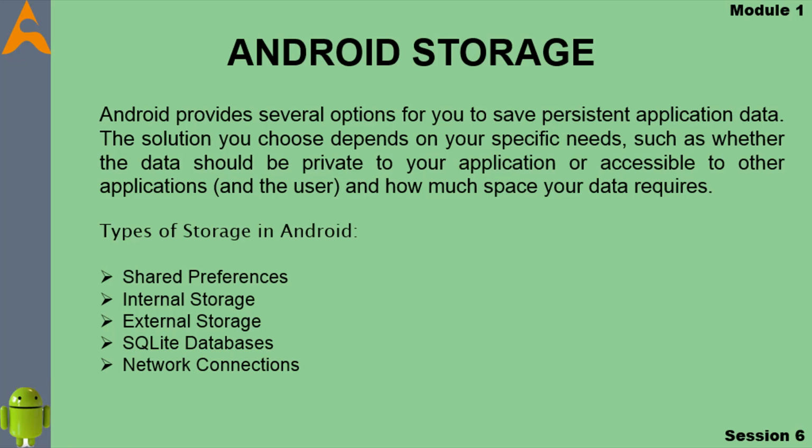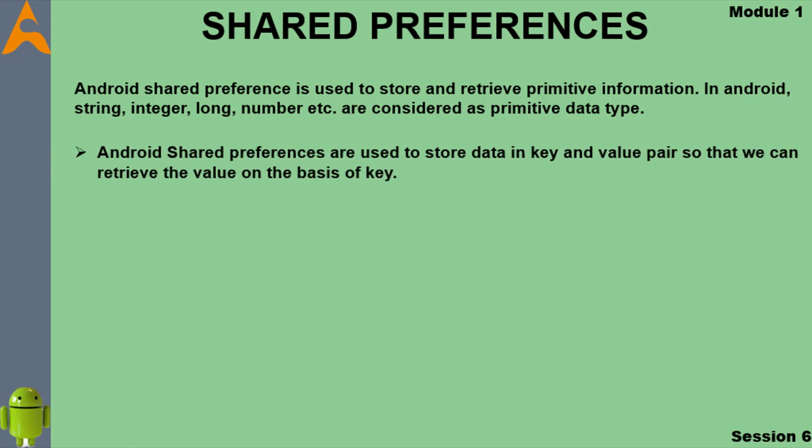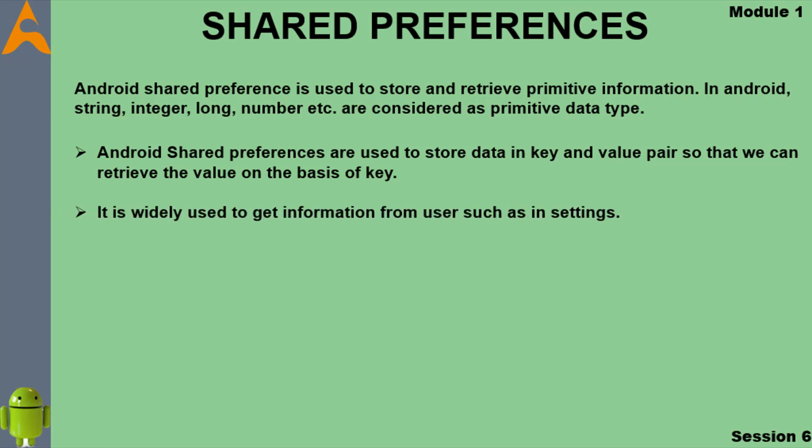Now let's see shared preferences in Android. Android shared preference is used to store and retrieve primitive information. In Android, string, integer, long, number etc. are considered as primitive data types. Android shared preferences are used to store data in key and value pairs so that we can retrieve the value on the basis of key. It is widely used to get information from users, such as in settings.